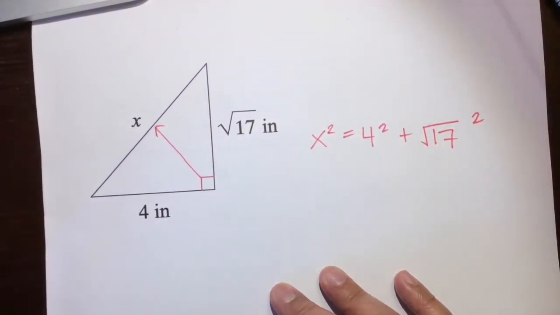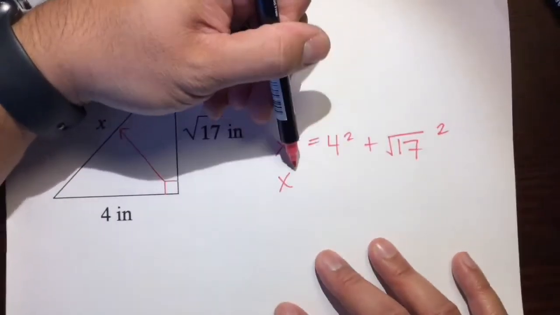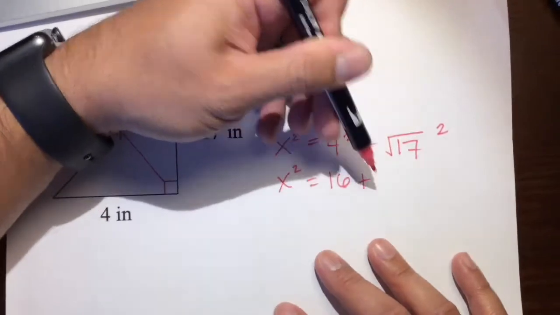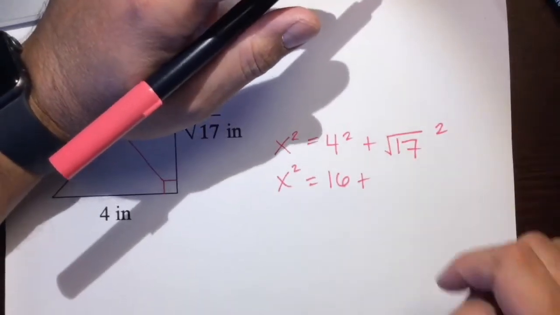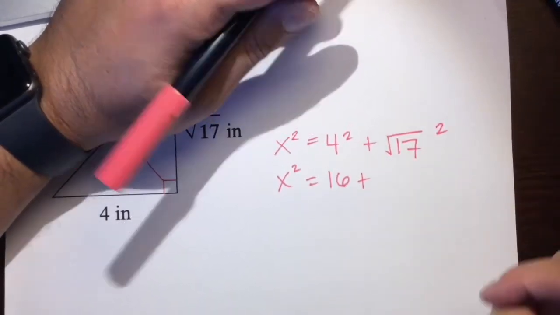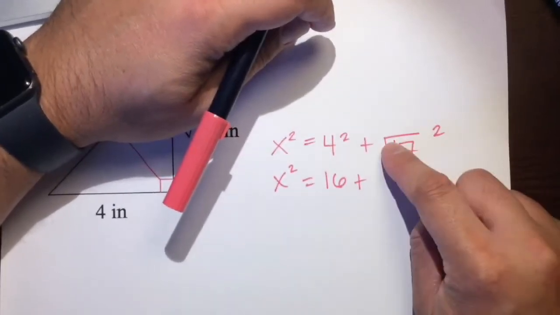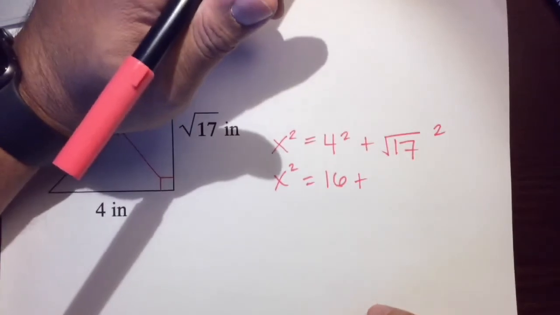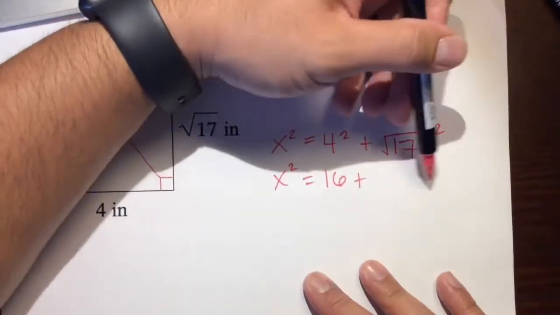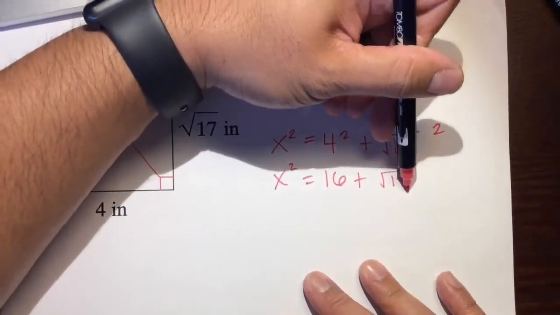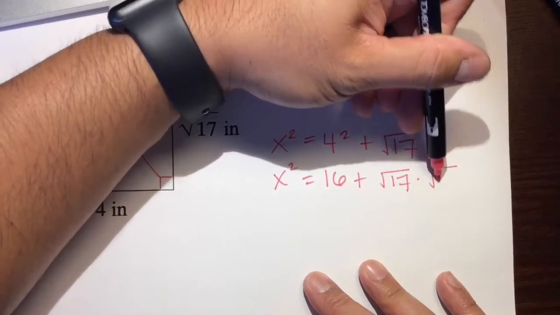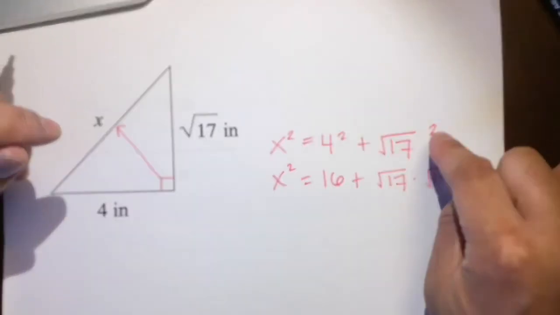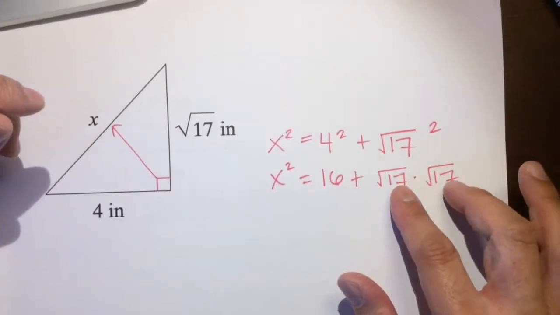All right, so let's simplify. Let's do some algebra. X squared is equal to 4 squared, which is 16, plus... Okay, so you may know that squares are the opposite of square roots and they cancel out. If you didn't know that, here's why they cancel out. This is really the same thing as square root of 17 times the square root of 17, because squaring is just multiplying the pair to itself.